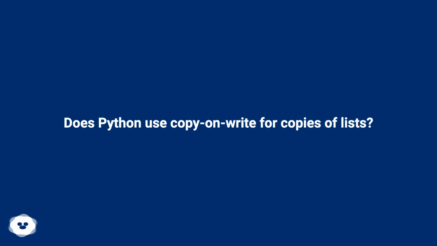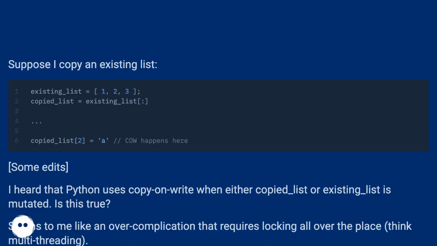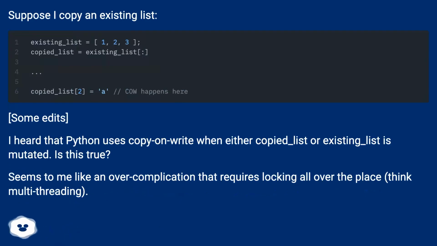Does Python use copy on write for copies of lists? Suppose I copy an existing list and make some edits. I heard that Python uses copy on write when either copied_list or existing_list is mutated. Is this true? Seems to me like an overcomplication that requires locking all over the place. Think multi-threading.